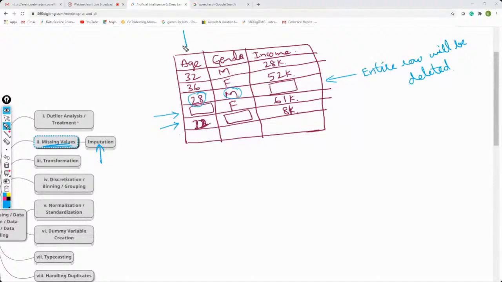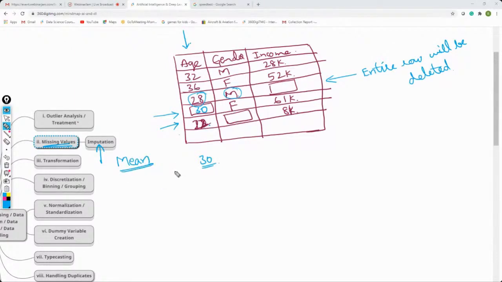For example, if you have a column called age, what you do is you take 32, 36, 28, 22, all these values, and take an average of all those values. Say the average turns out to be, whatever, 30, assume. So you replace this missing value with 30. Simple. Here also you have income, right? You take all these values, take an average of all those values and replace this missing value with the average value. And when you replace the missing values with the average value, it is called mean imputation.